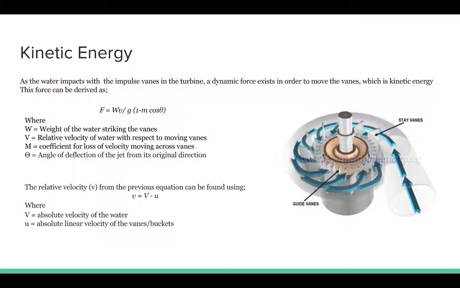relative velocity of the water with respect to the moving vanes over g times 1 minus the coefficient for loss of velocity moving across the vanes times the cosine of the angle of deflection of the jet from its original direction. This velocity, v, in the last equation, can be found by velocity equals capital V, which is the absolute velocity of the water, minus the absolute linear velocity of the vanes or buckets that are in the turbine.